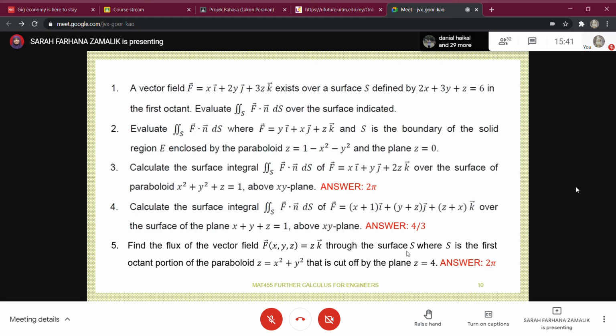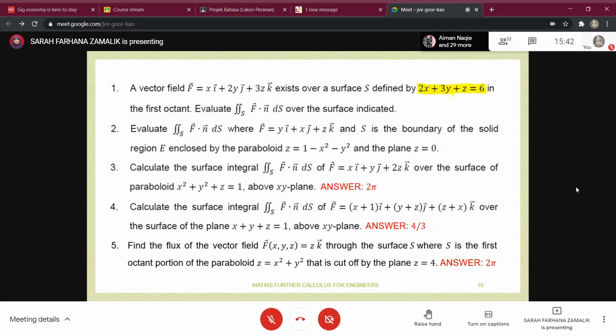Okay. So let's take a look at number 1 first. A vector field F, x i vector plus 2y j vector plus 3z k vector, exists over a surface S defined by 2x plus 3y plus z equals 6 in the first octant. Since we're now in chapter 3, and everyone already learned chapter 2 and I also reviewed the shapes, hopefully you remember. 2x plus 3y plus z equals 6.